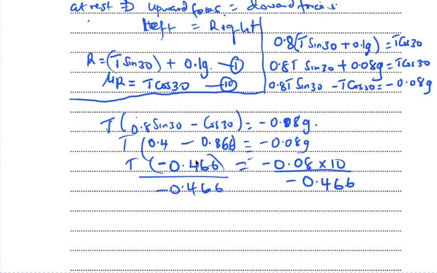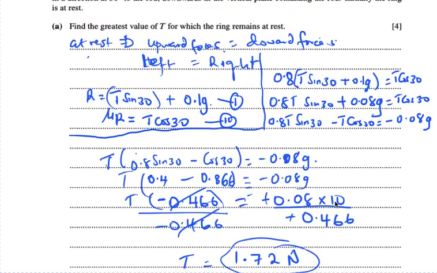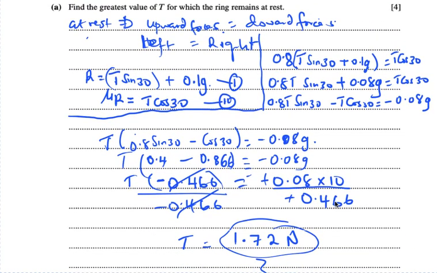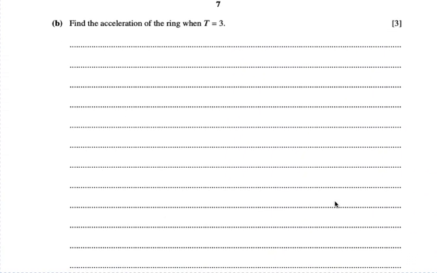And so this cancels out, and this becomes a positive, so T will be 1.72 newtons, because tension is a force. So this here is the answer to 3 significant figures, and that is the first part, finding T. Alright, I hope you understand. Okay, let's continue to the second part here.